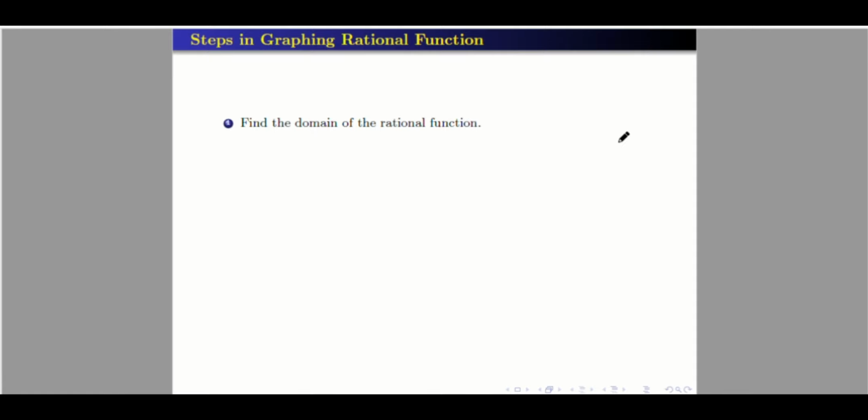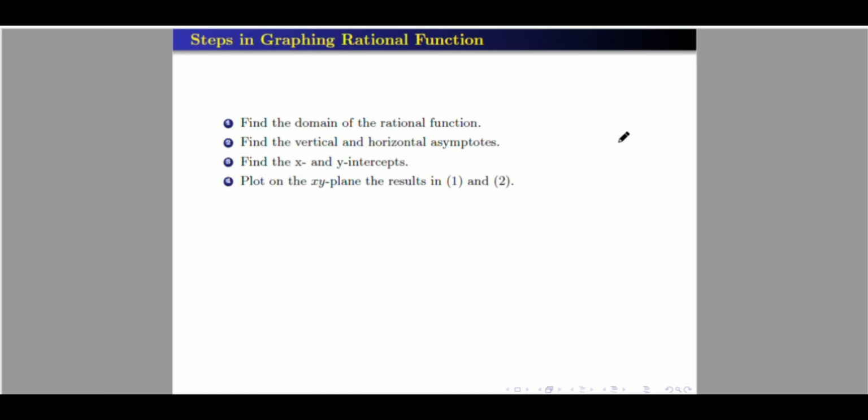So here are the steps in graphing a rational function. Number 1 is we need first to find the domain of the rational function. But since we're done with this one in our previous video, we'll skip this in this video. Number 2, find the vertical and horizontal asymptotes. Then next, we need to find the x and y intercepts. And then we're going to plot this on the xy plane.